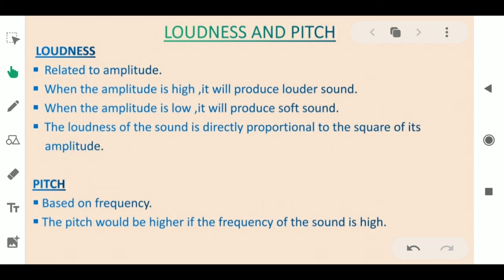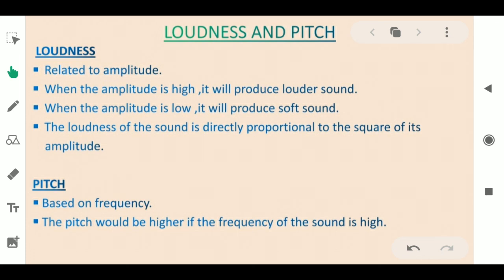Clear? Yes. The term pitch is related to the term frequency. The pitch would be higher if the frequency of the sound is high. Frequency is the number of oscillations produced in a second. That is what we call frequency. And the pitch would be higher if the frequency of the sound is high, and the pitch would be lower if the frequency of the sound is low. So these two terms are also very important in the section of sound.